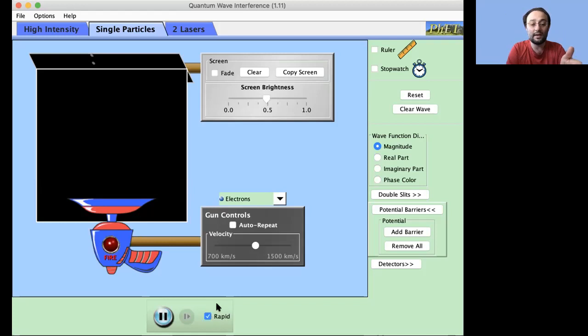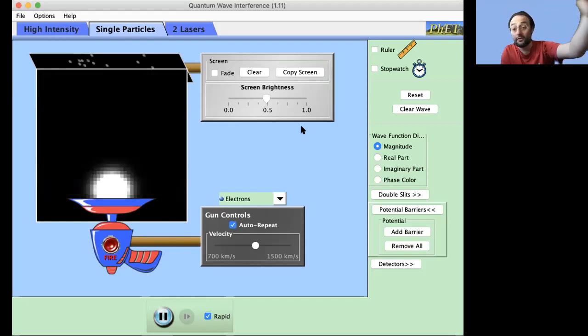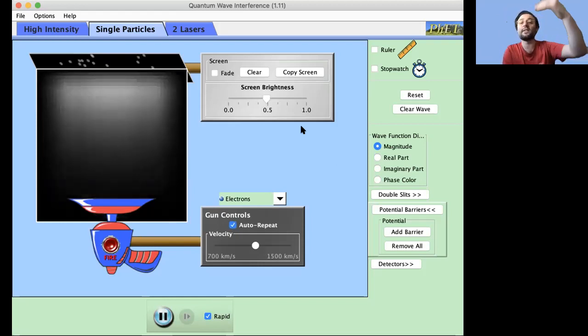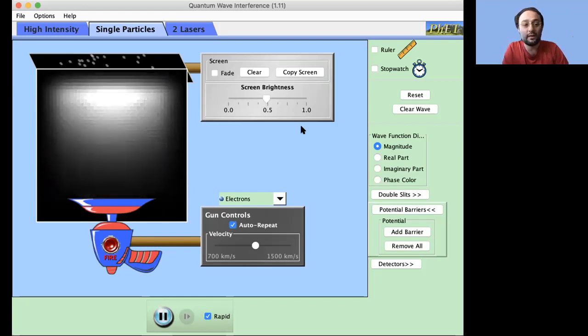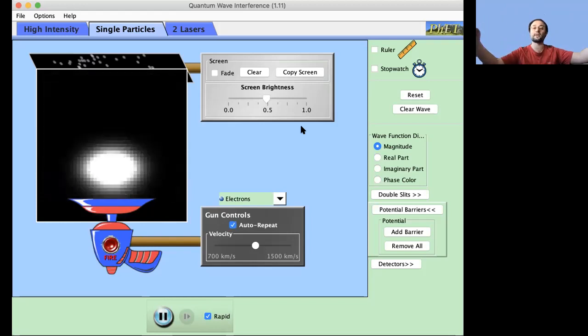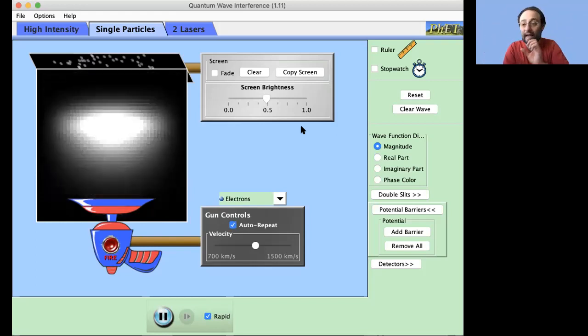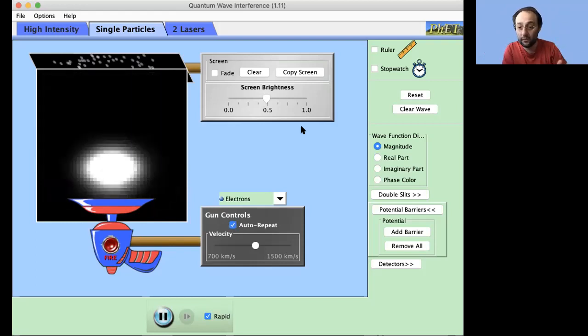So if I put this on auto repeat and I shoot these things, you can see where that wave function hits the screen. That's where we're more likely to find the particle. And notice the wave function of the electron spreads differently than the electric field of a photon. It's not electric field, it's a different type of wave. It's called a wave function.